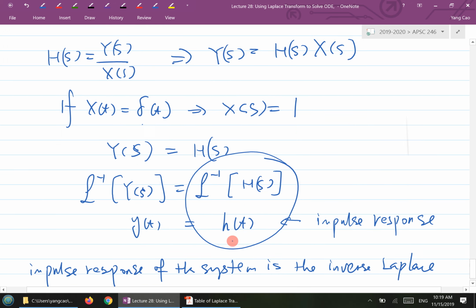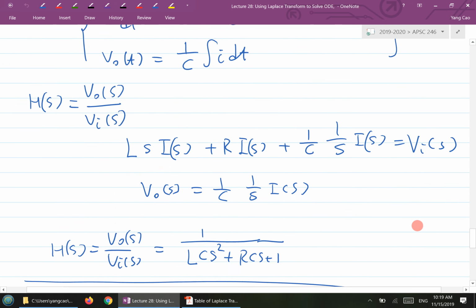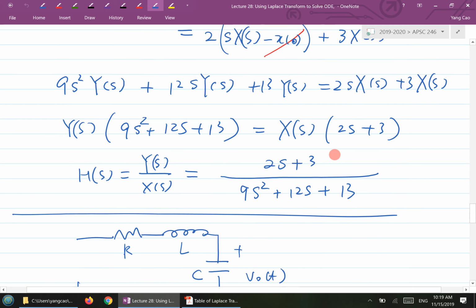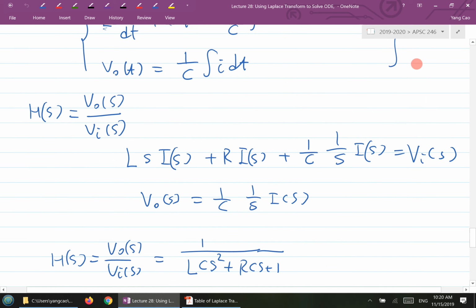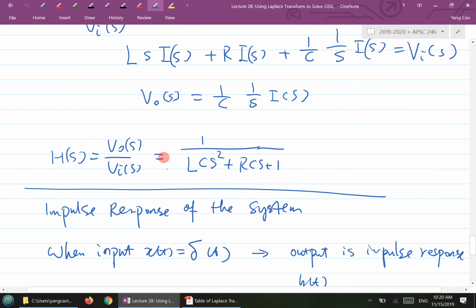If you look at the examples we have here, for example, this is a differential equation representing the system. This is the transfer function. If we ask for the impulse response, then you just take the inverse Laplace of this one here to get the impulse response. For the RLC circuit, you take the inverse Laplace transform of this, then you get the impulse response. I'll show you one example in the next lecture.